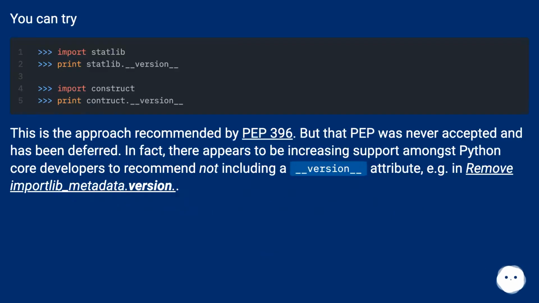You can try this. This is the approach recommended by PEP 396. But that PEP was never accepted and has been deferred. In fact, there appears to be increasing support amongst Python core developers to recommend not including a __version__ attribute, e.g. in favor of importlib.metadata.version.